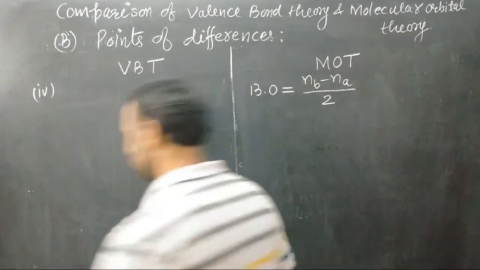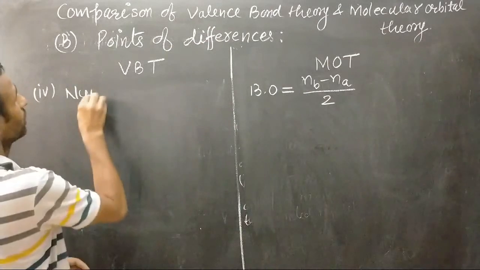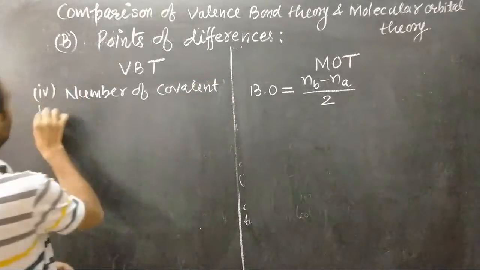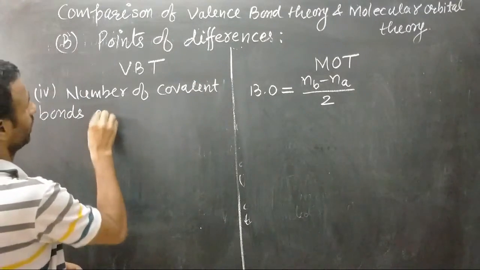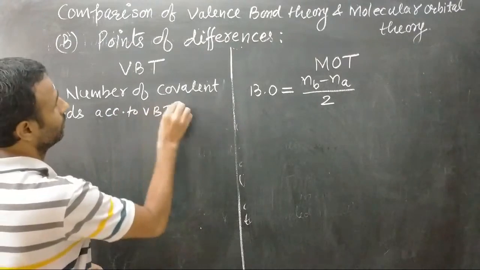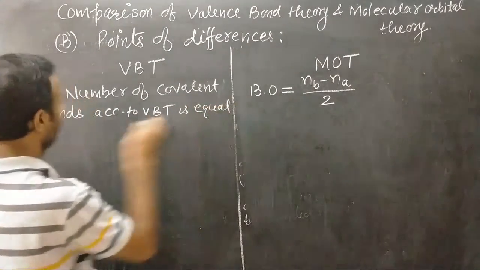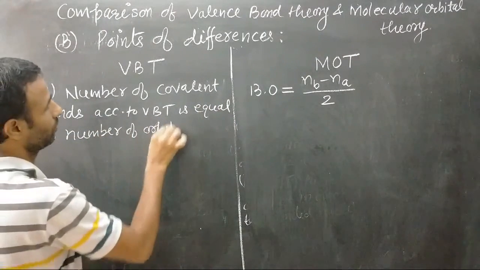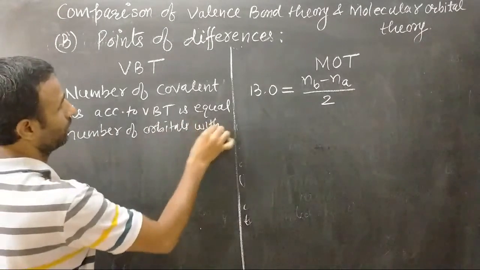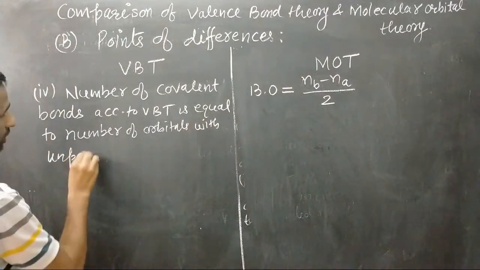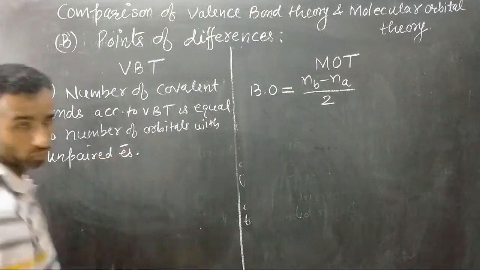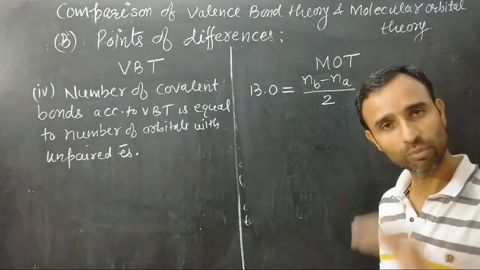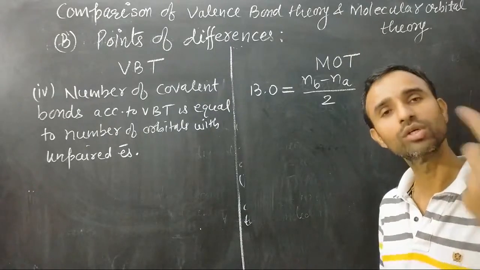Okay, so the number of covalent bonds according to VBT is equal to the number of orbitals with unpaired electrons, right? Like ammonia, it has 3 unpaired electrons, so it forms 3 bonds. Oxygen has 2 unpaired electrons, so it forms 2 bonds.